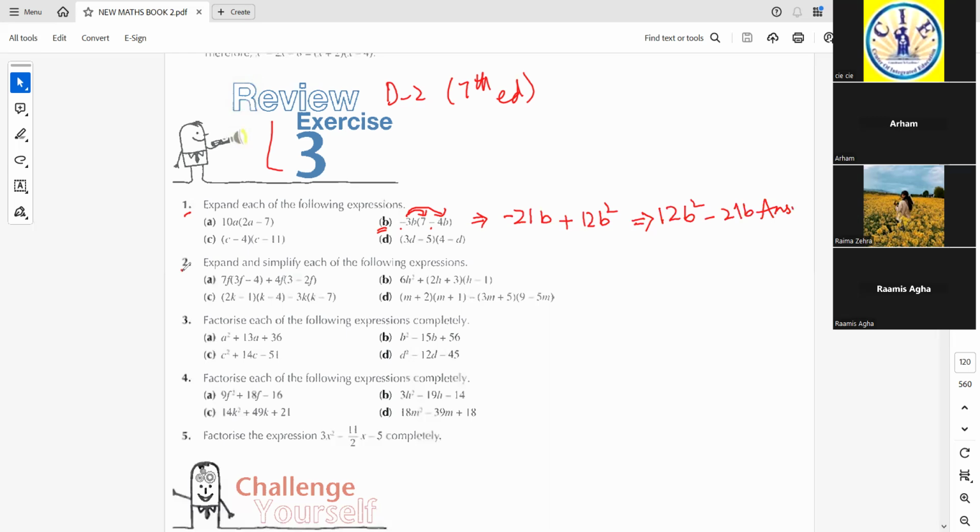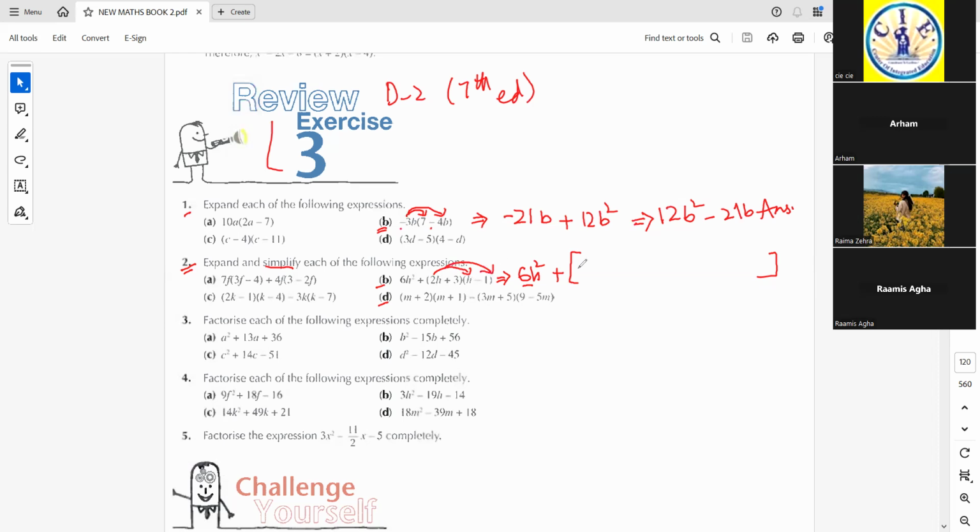For question number 2 now, expand and simplify each of the following expressions. Let me have part B and D for this. For part D, that would be 6h squared plus. Now I am splitting this multiplication so that you can understand that first of all, 6h square is being retained the same, no change in that. So I'm just going to multiply this with this first.